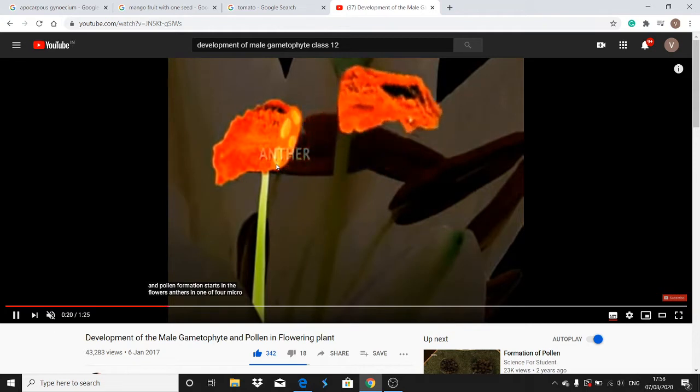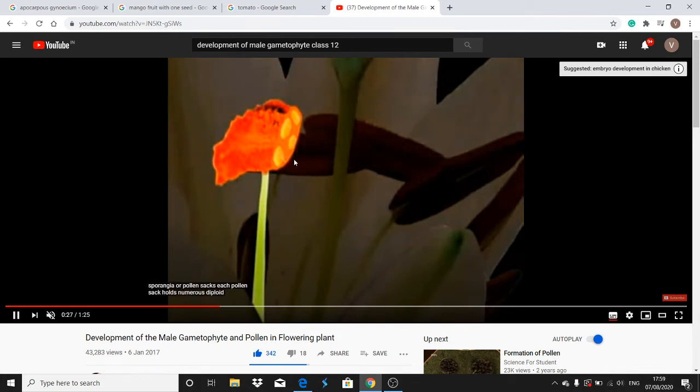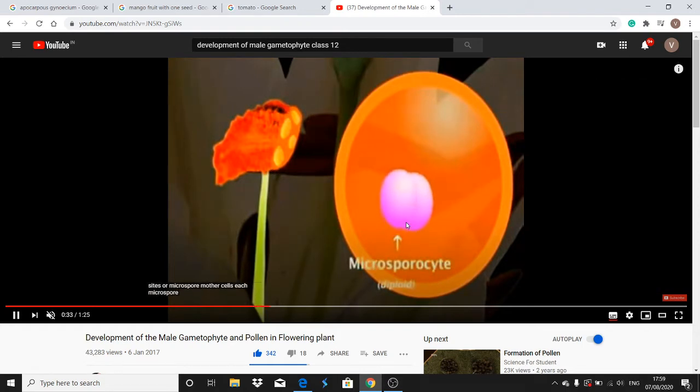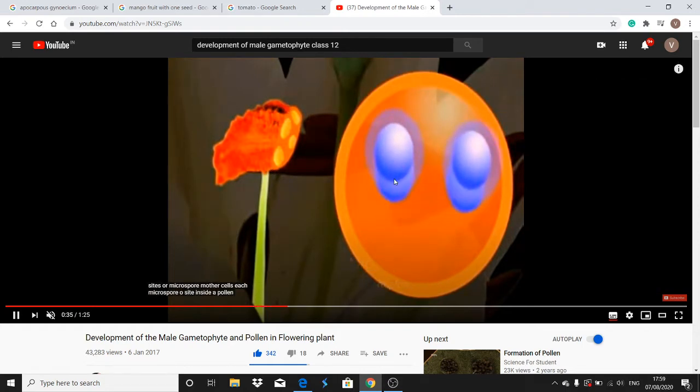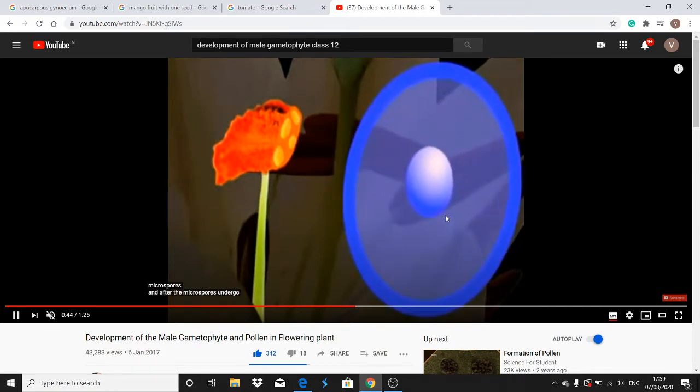Now this is the anther, right? Here this is the cross section, microsporangium. This is called as pollen sac. So you can observe 1, 2, 3, 4 chambers, that is tiers of anther. Now see, this is the microsporocyte, right? Now this is for meiosis inside the pollen sac and there is formation of microspores.